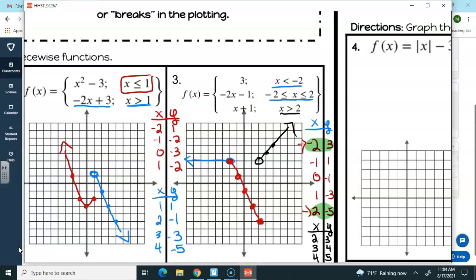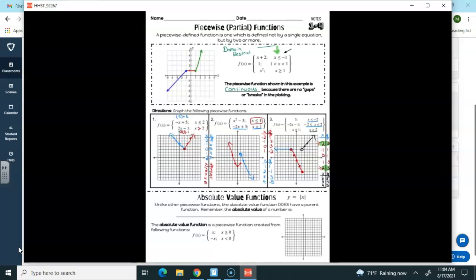This is a discontinuous function also. And so that's how you graph piecewise functions.